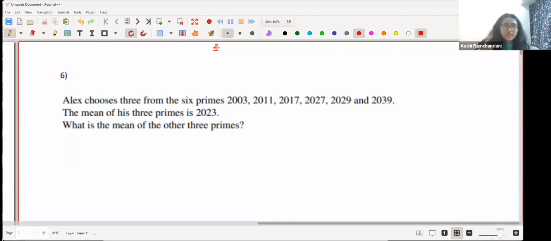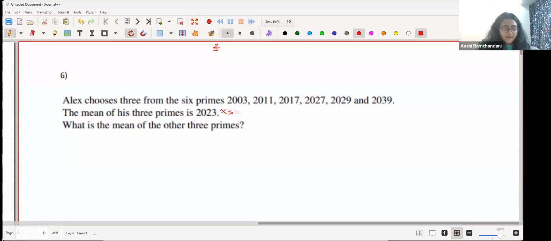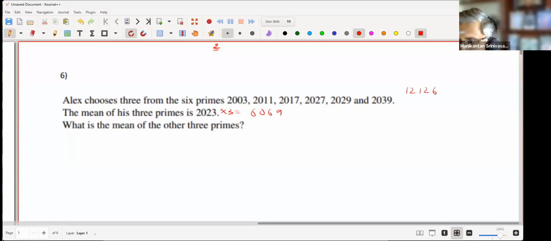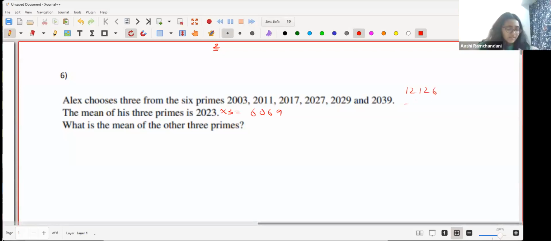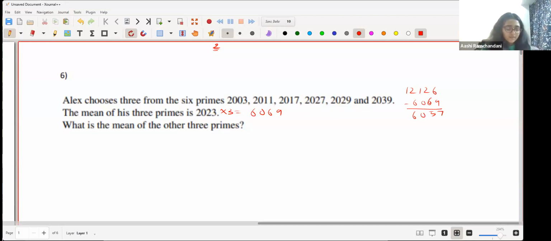So it says you choose 3 from the 6 primes. First it says the mean of 3 primes is 2023. So I multiplied it by 3 to get the sum of all 3 of its primes. You get 6069. Then I added all the 6 primes. I got 12126. Then I subtracted 6069 from 12126. I got 6057. Now 6057 is the sum of the other 3. So the mean will be 6057 divided by 3, which is 2019.